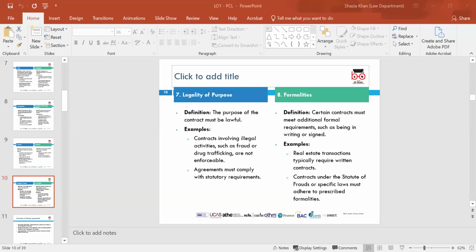Contractual formalities are there to serve as a guide to the parties against any sort of unforeseen circumstances that may lead to litigation. They serve to protect the parties in concluding a legally binding contract and serve as proof if a dispute of facts arises from the contract. An example that has been given on the slide is that real estate transactions typically require written contracts, and contracts under the statute of frauds or specific laws must adhere to prescribed formalities.